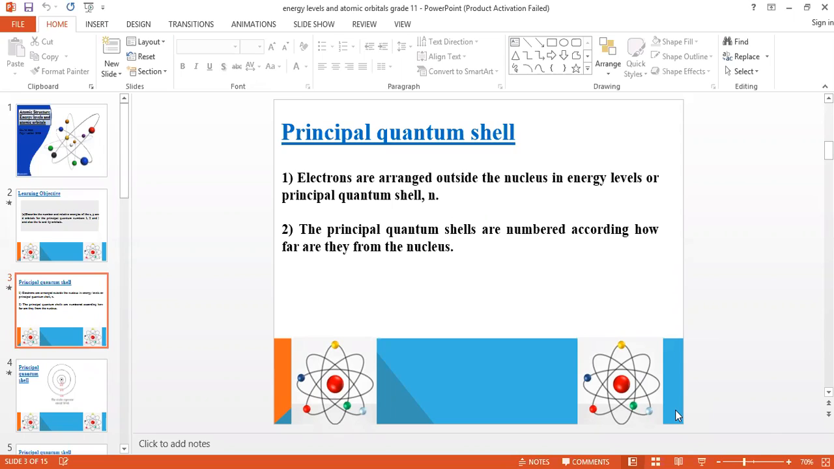The principal quantum shells are numbered according to how far they are from the nucleus. It means this is the nucleus, and this is how far from the nucleus. Yes, can you repeat your question? Don't tell us where this number will come from. That's why I said so. Okay.